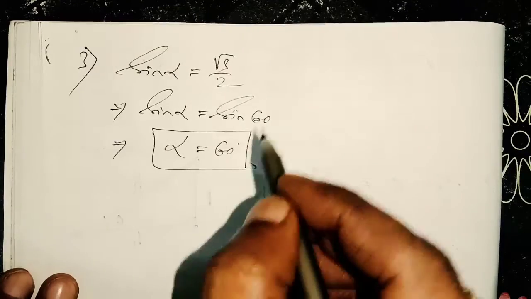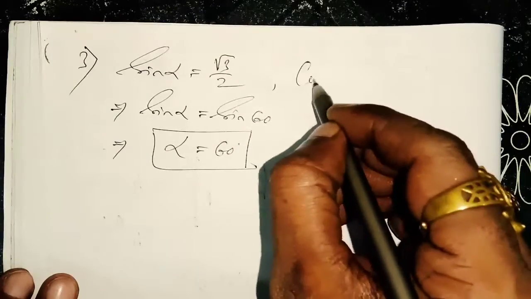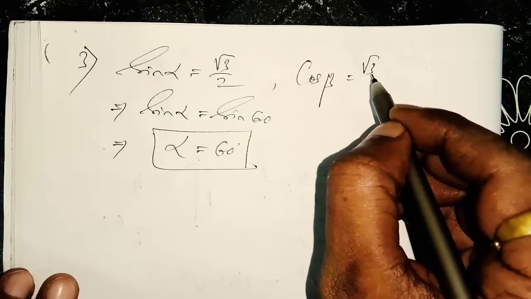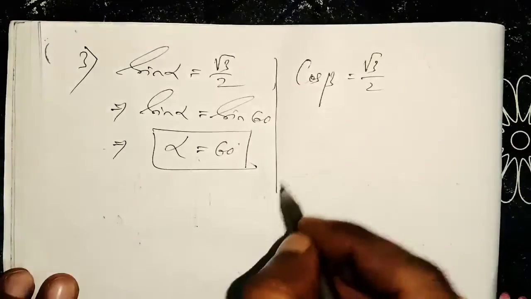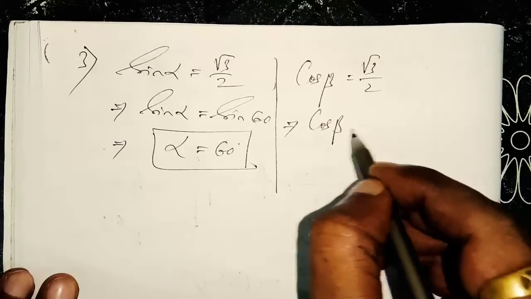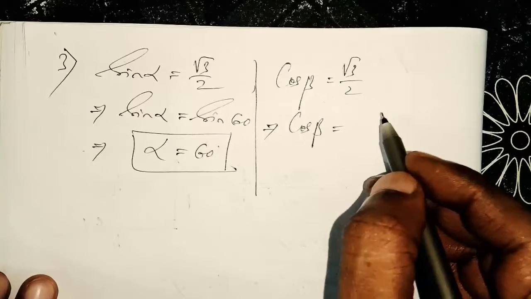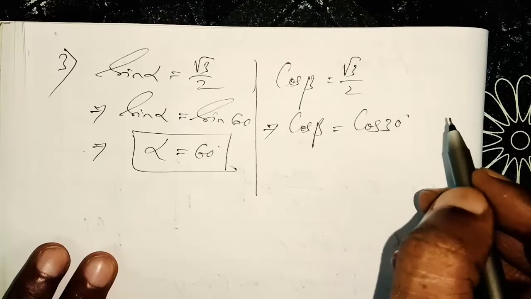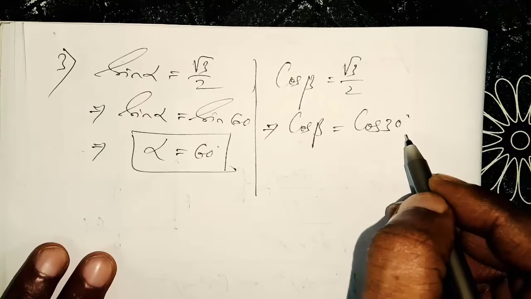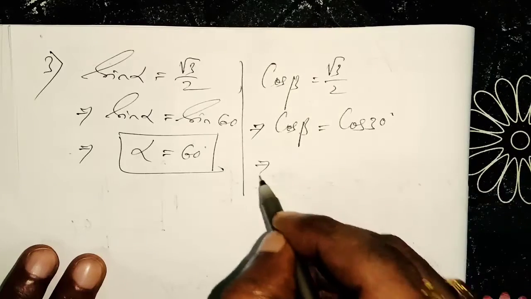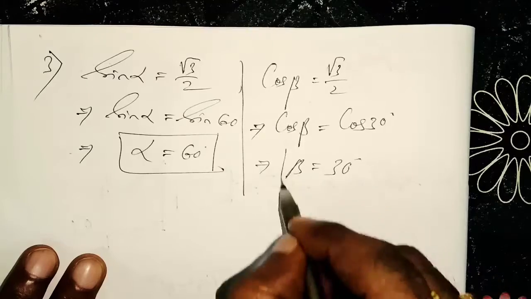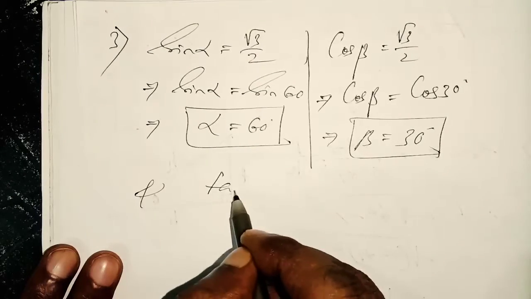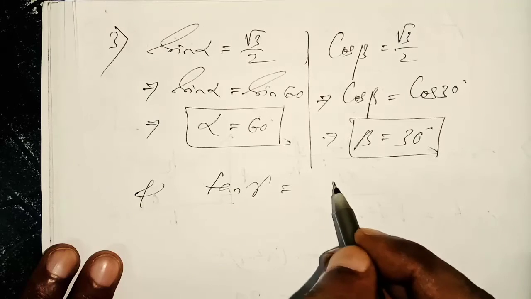You got alpha value. Next, cos beta. Cos beta is given √3/2. Okay. Cos how much is √3/2? Tell. Cos 30, because cos 60 is 1/2. Cos 30 is √3/2. Comparing both sides, beta is equal to how much? 30 degrees. Okay. And last one given, tan gamma is equal to 1.